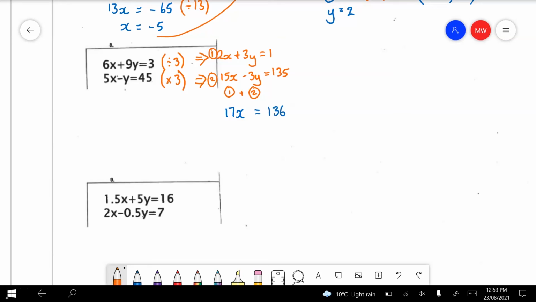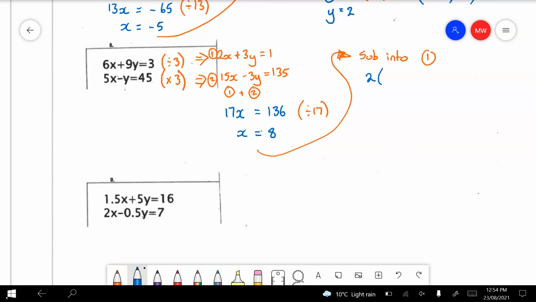So now if I switch to balance method, and I divide by 17 on both sides, I will get that x equals 8. And now I'll just sub that. I've got a bit more room here, and I'm going to sub into whichever equation I want. So I might go into 1. Numbers are a bit smaller in that one, and that will mean that 2 times x plus 3y equals 1.